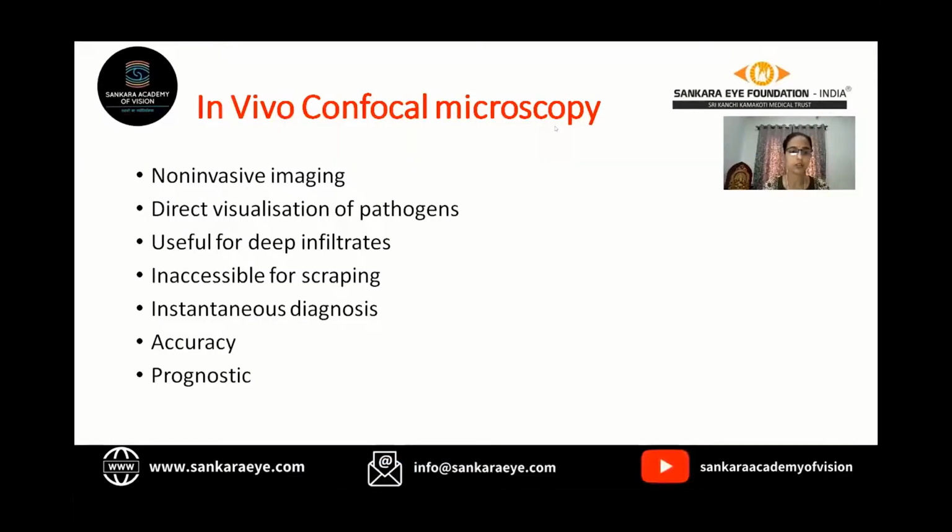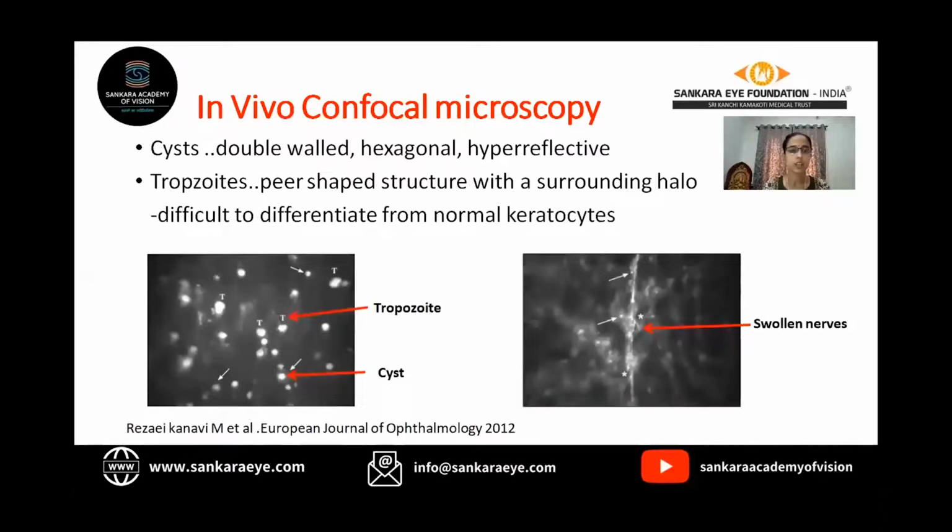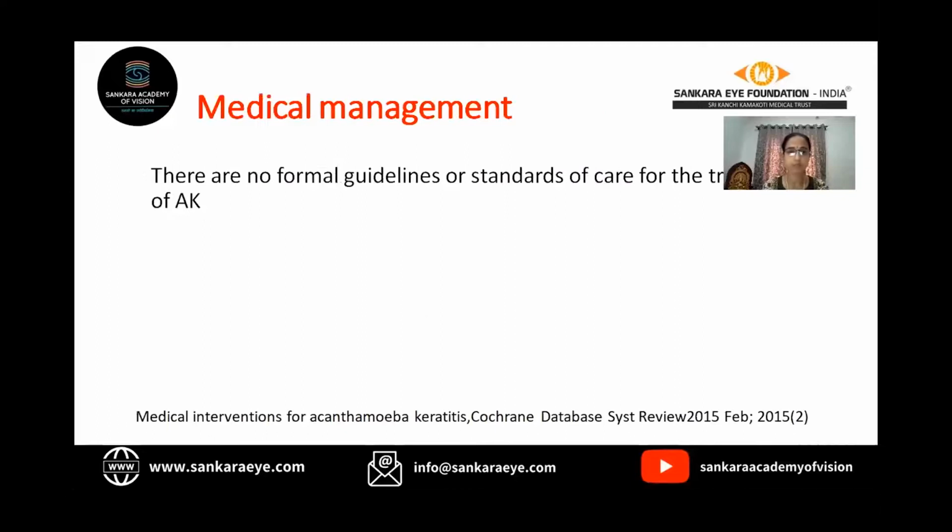When clusters or chains of Acanthamoeba cysts are present, it favors poor prognosis. Cysts are seen as double-walled, hexagonal, hyperreflective structures, and trophozoites as pear-shaped structures with a surrounding halo, which are difficult to differentiate from normal keratocytes. Inflamed corneal nerves can also be appreciated.